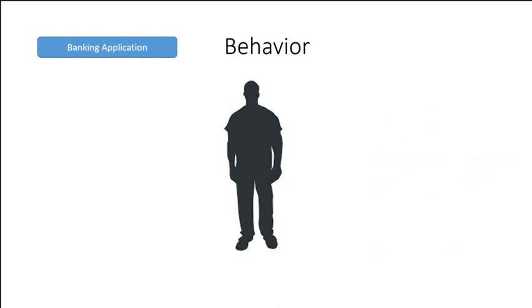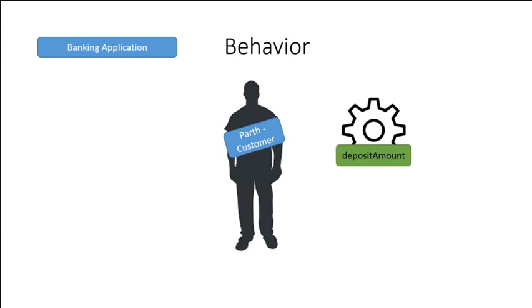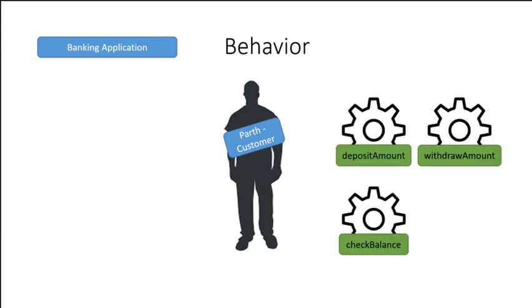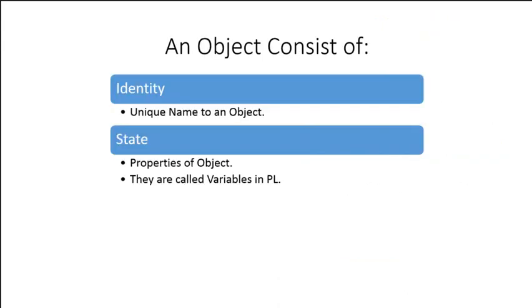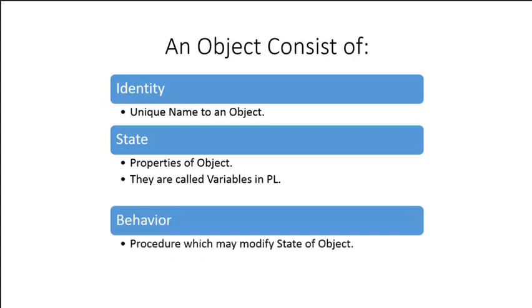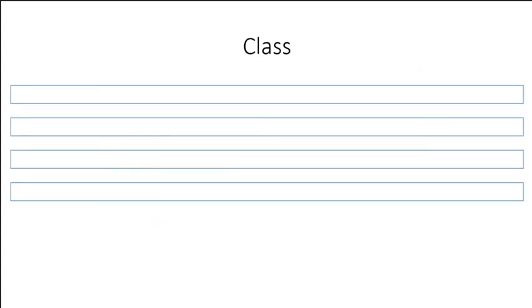Similarly, if it is a banking application system, the person will be a customer. It will have methods such as deposit amount, withdraw amount, check balance, and set contact number. These methods change the state of the object. Like here, deposit amount and withdraw amount will change the balance of our customer. To conclude, a unique name gives identity to the object. Variables define the state of the object and methods define the behavior of the object by modifying its state. So as we have learned everything about objects, objects are created with the help of a class.